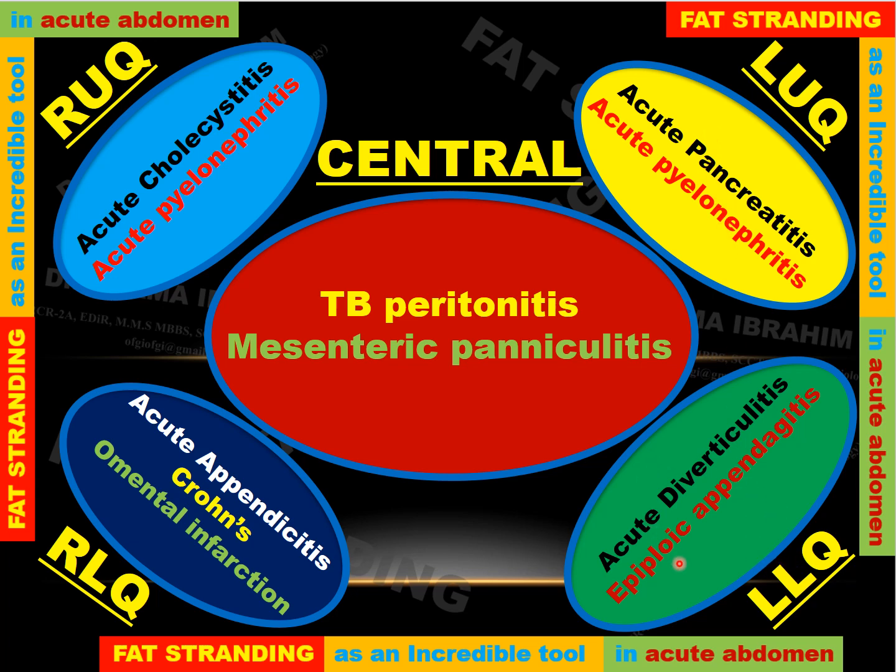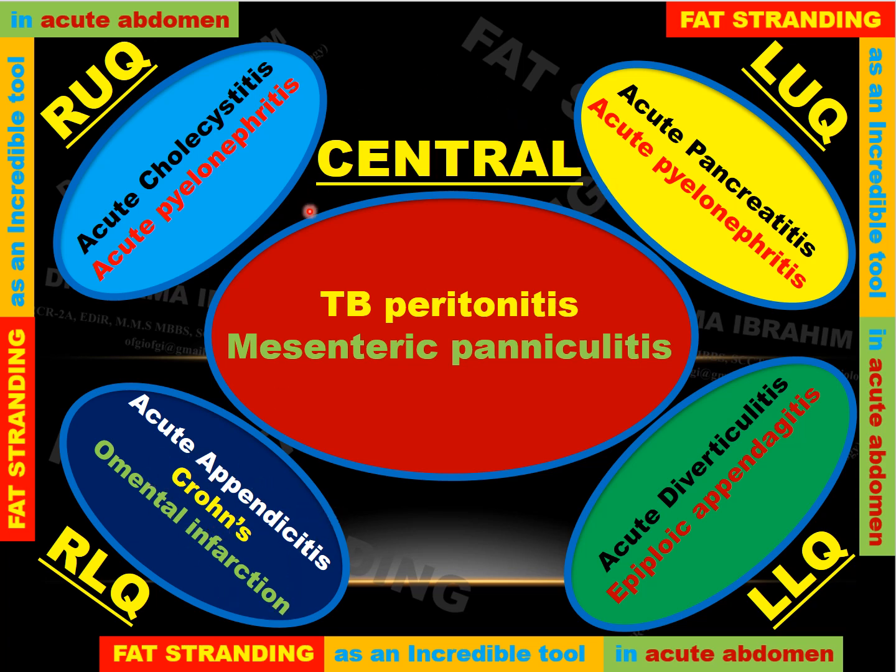If the fat stranding is in the left lower quadrant, the most common diagnosis is acute diverticulitis, and you should scrutinize the colon and diverticula arising from it, or epiploic appendicitis. If the fat stranding is seen in the right lower quadrant, acute appendicitis is the most likely diagnosis. You should scrutinize the appendix to confirm the diagnosis through other features of appendicitis like a thick wall and appendicolith, like this. For Crohn's disease, you should also scrutinize the terminal ileum to diagnose it, or omental infarction.